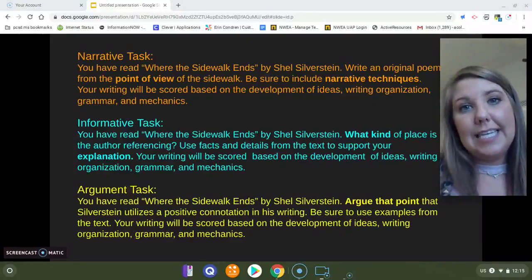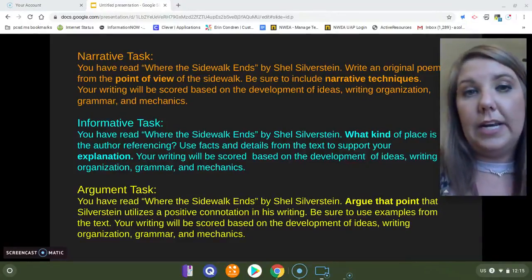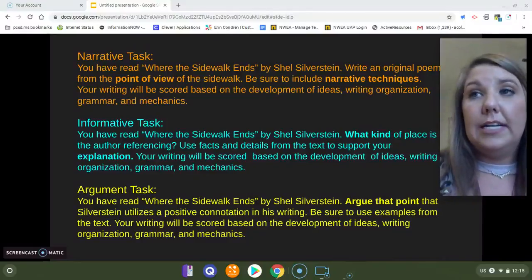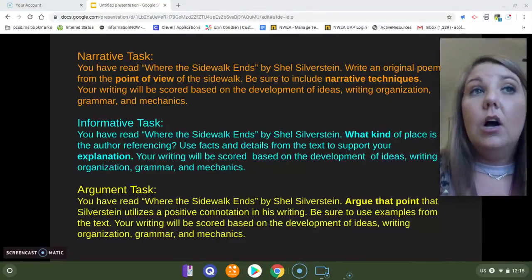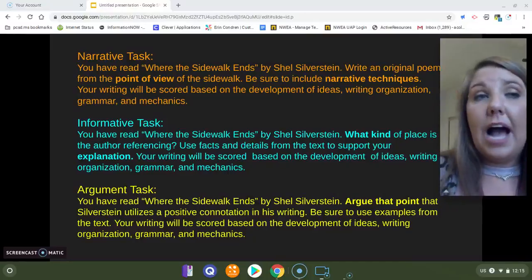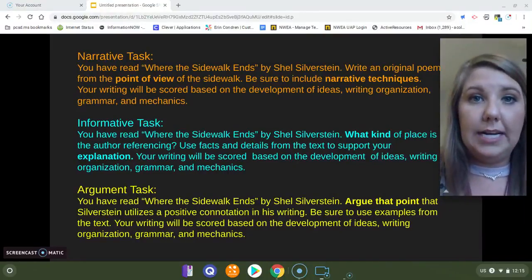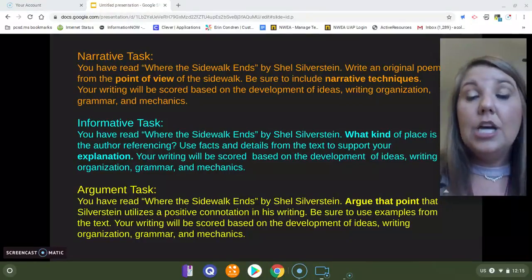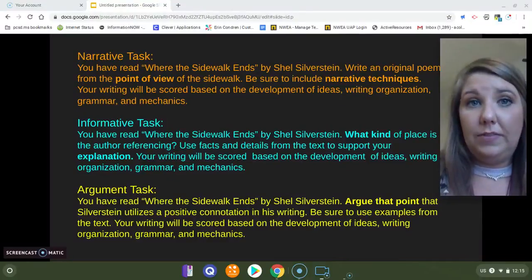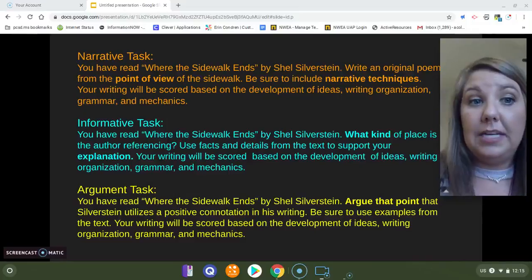So as you can see, with any text you could ever read, whether it's a poem, whether it's a story, or a biography, autobiography, it doesn't matter what text you are reading, whether it's RL or RI, you can have any mode of writing with it. Your teacher can provide any prompt for you, whether it be narrative, informative, or argument, and you have to determine which mode of writing it is.